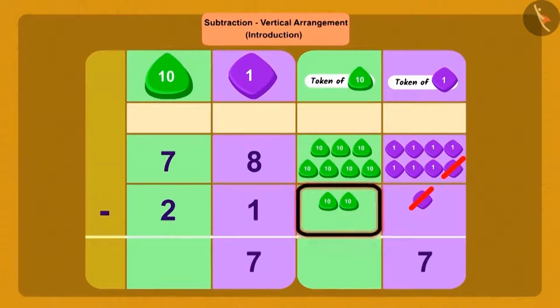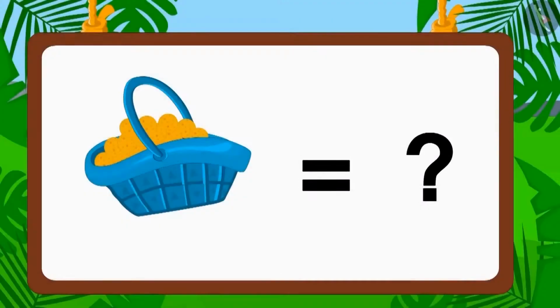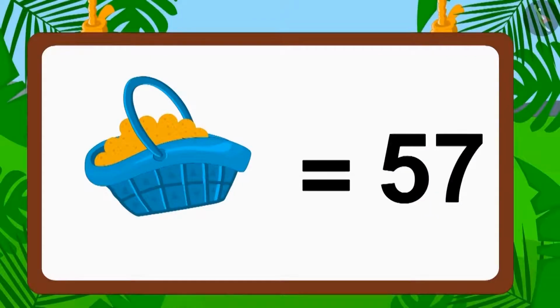Now, if we remove 2 tens from 7 tens, then how many tens will be left? Absolutely correct, 5 tens. So now, how many laddus are left in the basket? Yes, 57 laddus are left in the basket.